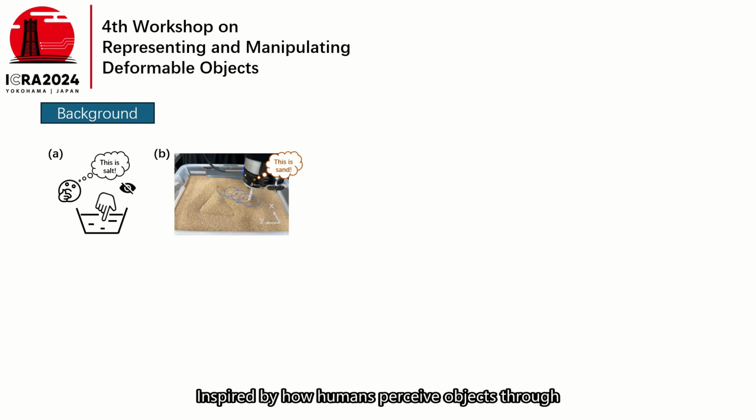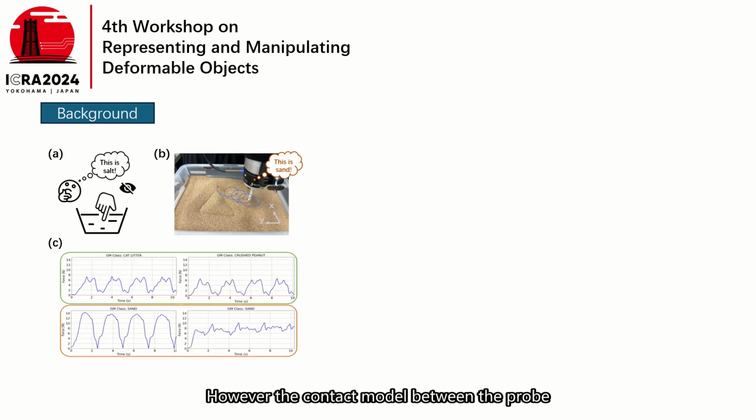Inspired by how humans perceive objects through touch, as shown in Fig. A, we tried to use the contact force of the probe-granules interaction to classify granular materials, GMs, as shown in Fig. B. However, the contact model between the probe and GMs is highly complex, resulting in the high interclass similarities, green box, and intraclass variations, orange box, shown in the force feedback.